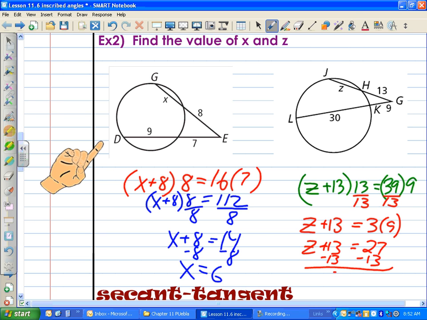So there's many ways to solve this, obviously. I'm showing you just a different way. I got 14.